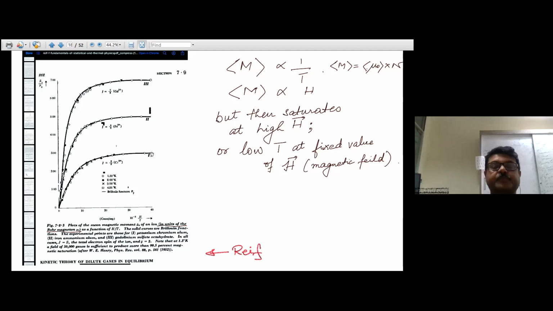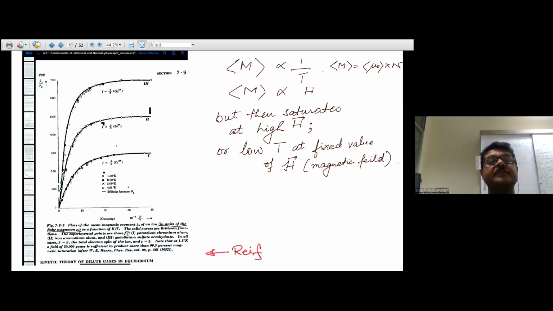but then it goes up and then it saturates to one particular value. On the other hand, if you have applied a magnetic field and keep on increasing the temperature, suppose you have a temperature of, whatever, 3 Kelvin, and there you have applied a certain magnetic field, but you keep on increasing the temperature.